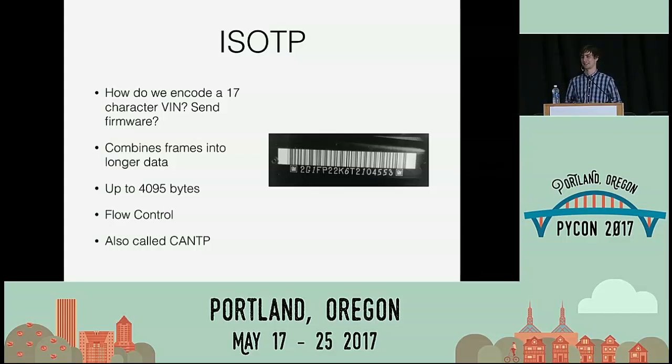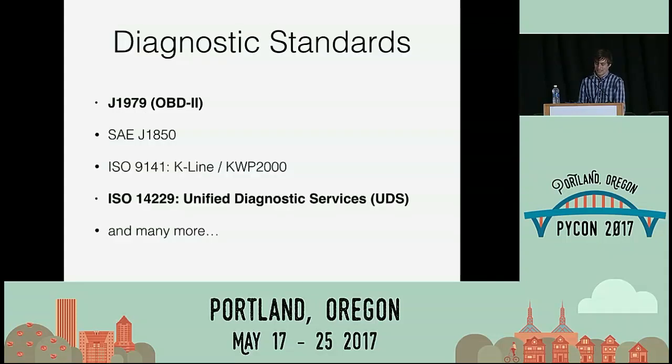Well, we just combine some frames together, and ISOTP, also called CAN-TP, is just a transport protocol that lets us do that. So it allows 4,095 whole bytes of transmission and flow control makes the whole thing work. It's really nice when you're trying to do firmware updates, because doing those 8 bytes at a time is not fun.